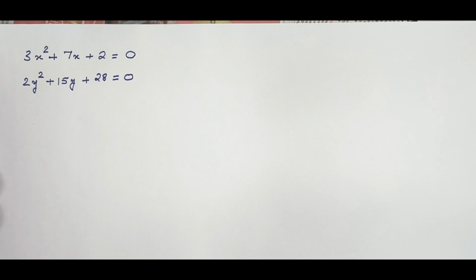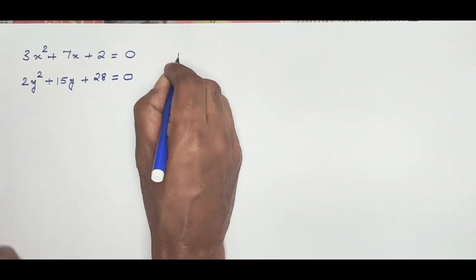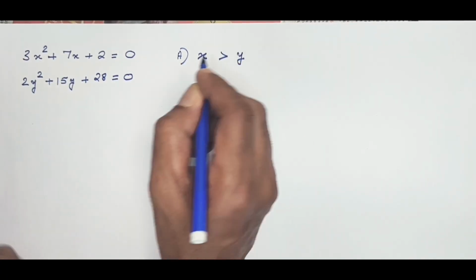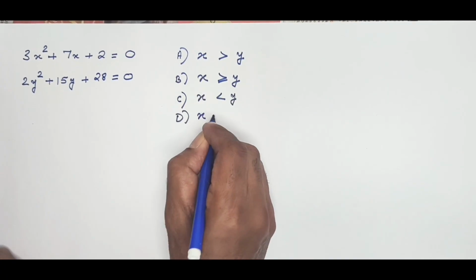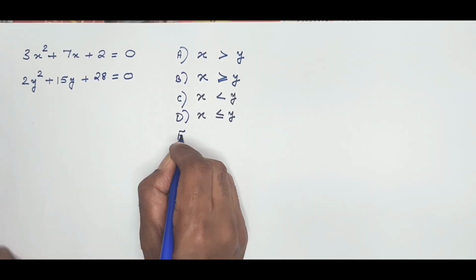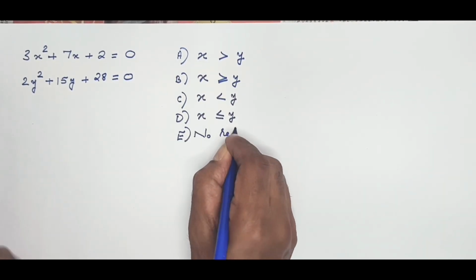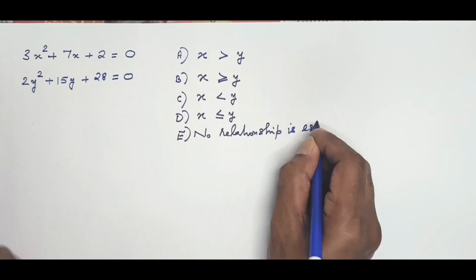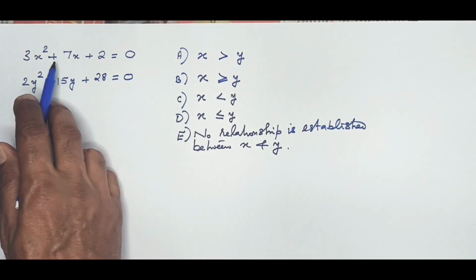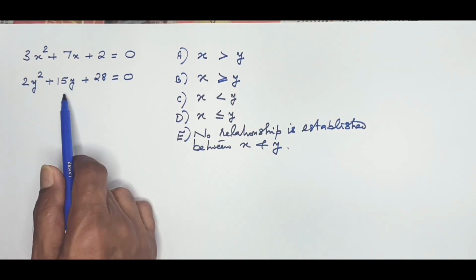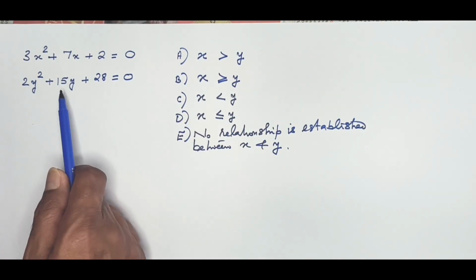You will be given two quadratic equations like this, and you will be asked to compare the solutions of these quadratic equations. For example, the choices are given like this: x greater than y, x greater than or equal to y, x less than y, x less than or equal to y, and the last option, no relationship is established between x and y. Here x stands for the two roots of the first quadratic equation and y stands for the roots of the second quadratic equation.